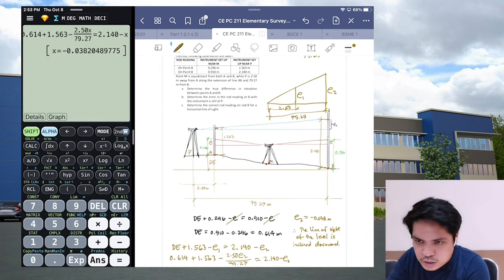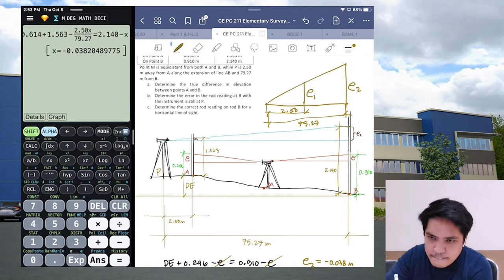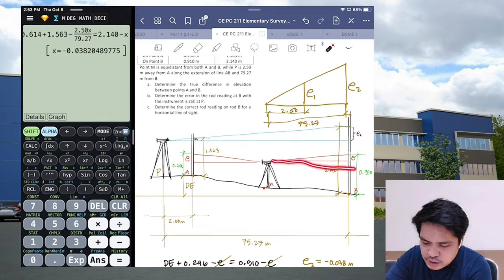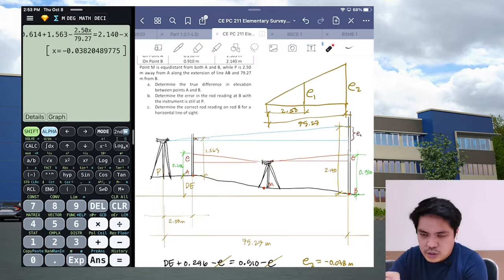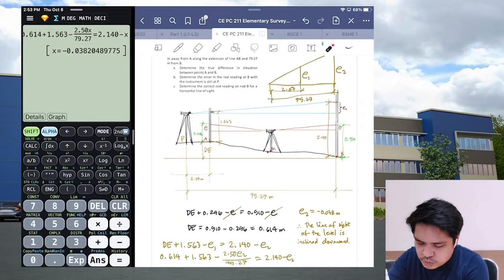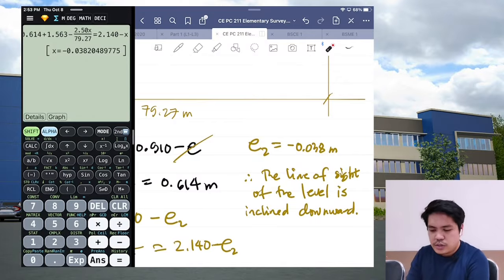It is actually downward. Okay, so if you solve this problem again, then you use a downward line of sight, then you still solve it geometrically dito sa figure, you will arrive at the same answer pero positive na. Okay, and so this is now our answer. Our answer is 0.038 meters inclining downward.